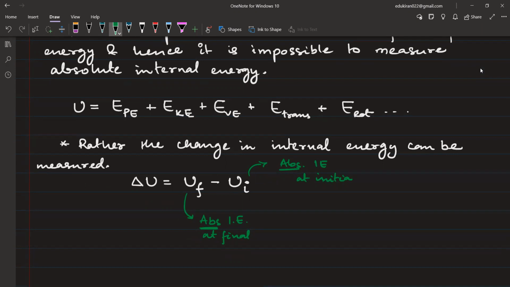ठीक है? इससे क्या पता चल रहा है? इससे ये पता चल रहा है कि it depends only on the final and initial state. That is why internal energy is a state function.